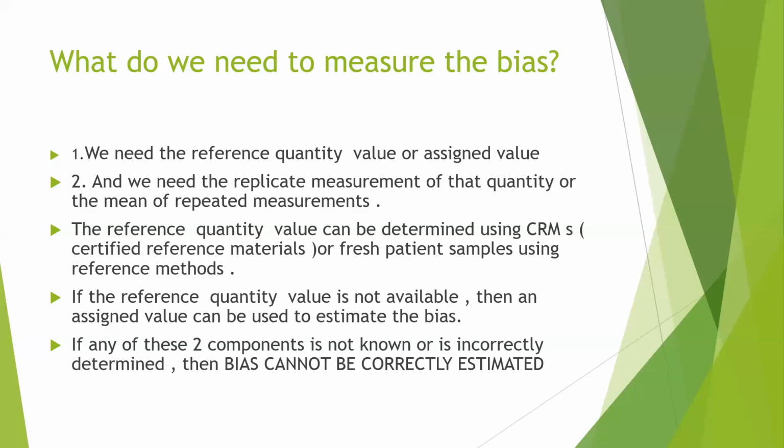Now, the reference quantity can be determined in two usual ways. One is to use certified reference materials, which are also called CRMs, or we can use fresh patient samples, which have been processed using reference methods. Now, if we do not have a reference quantity, then a value which is assigned, or assigned value, is taken to estimate the bias. So if any of these two components is not known or is incorrectly determined, then we cannot have a correct estimation of the bias.